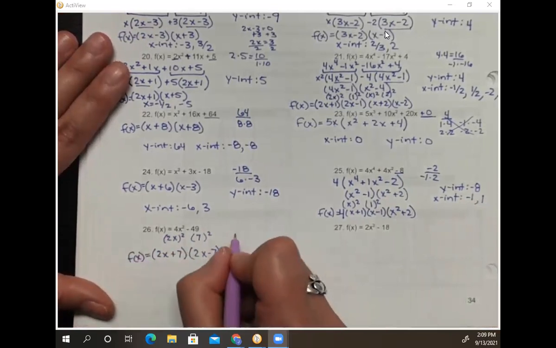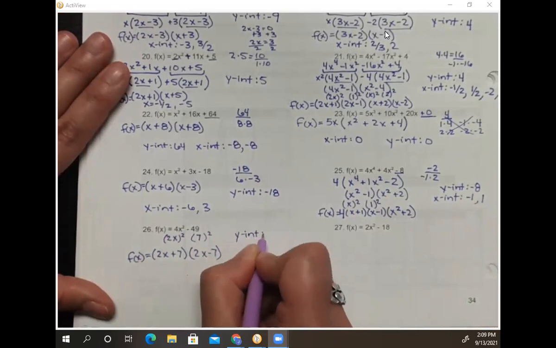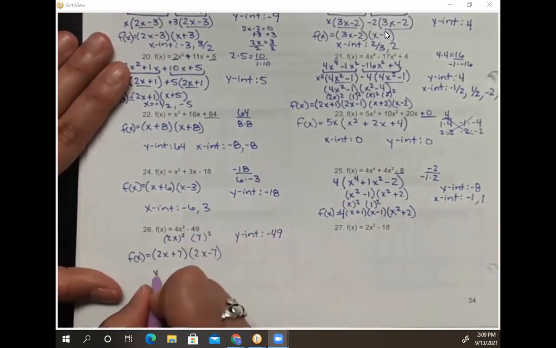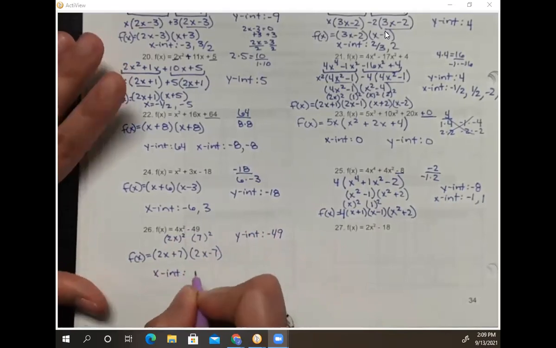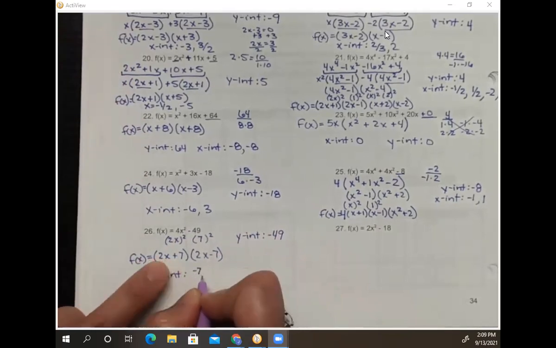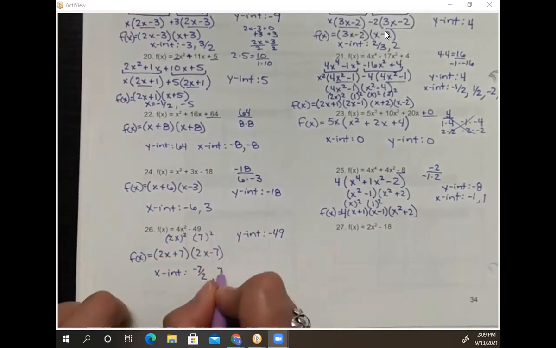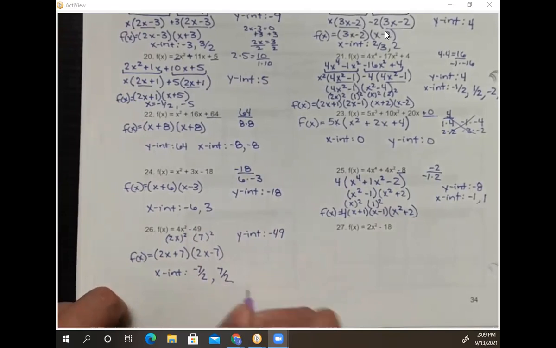That's my factored form. My y-intercept would be -49. And then my x-intercepts would be, change the sign, -7 over 2. So -7/2. And then +7/2.